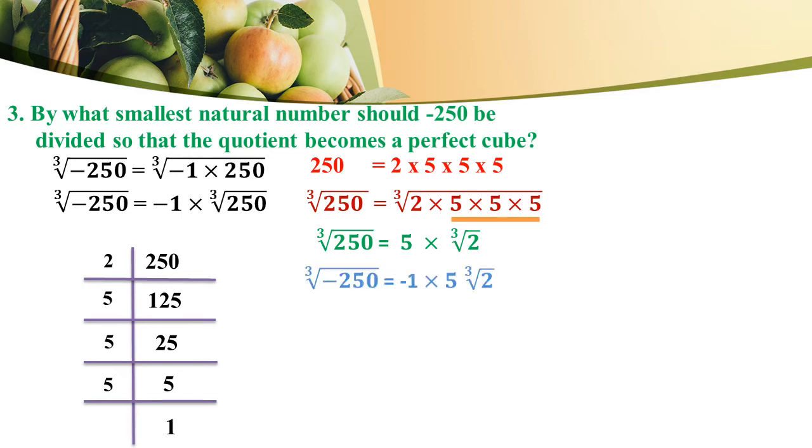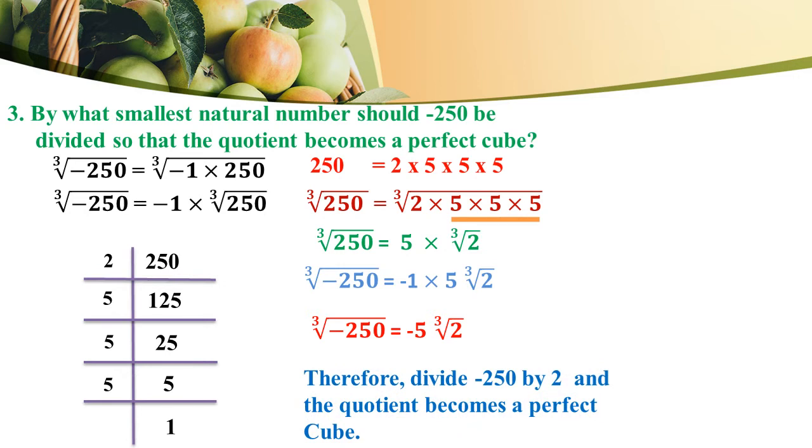The number is a negative integer. So the cube root of minus 250 equals minus 1 into 5 cube root of 2. Cube root of minus 250 equals minus 5 cube root of 2. Divide minus 250 by 2 and the quotient becomes a perfect cube.